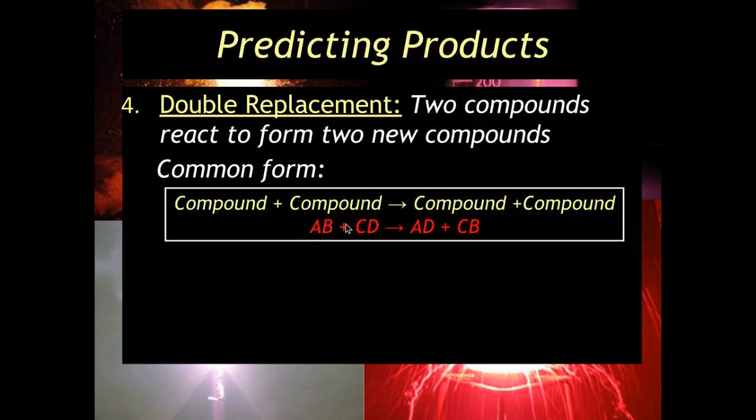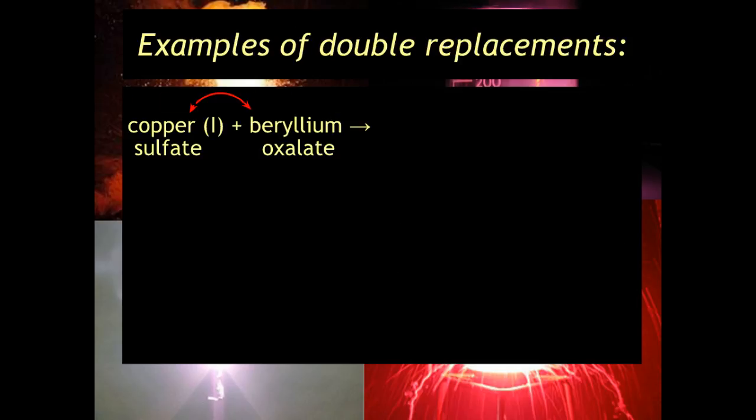Because there are probably going to be questions on the test that are just like this, where we give you this form and we say it's a double replacement reaction. Anyway, let's look at an example of it.